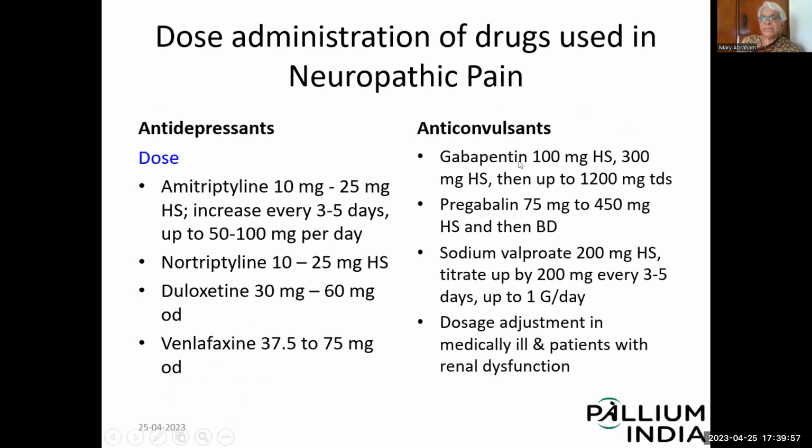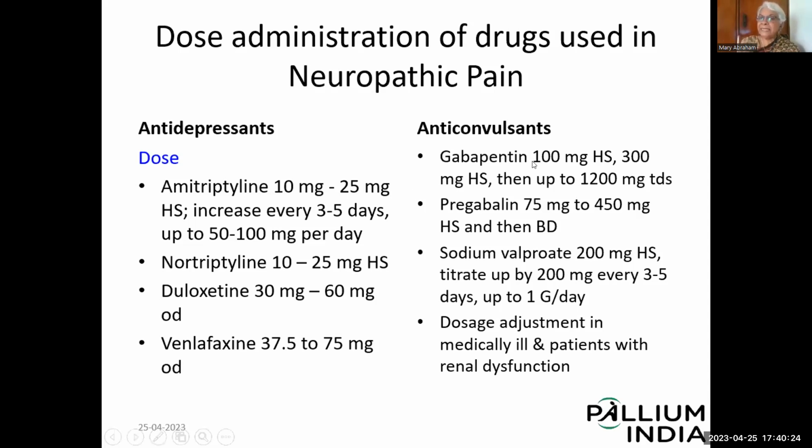If you look at the dose administration of these drugs for neuropathic pain, the antidepressants are amitriptyline: you start off with 10 milligrams, and then you can go up every 3 to 5 days, 25 mg, 50 mg, up to 100. Nortriptyline, again, you start off with 10 mg. Duloxetine, you start with 20 or 30 mg, and then you can slowly increase it. And venlafaxine, you start off with 37.5 mg.